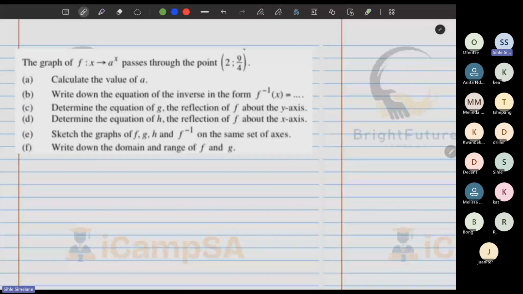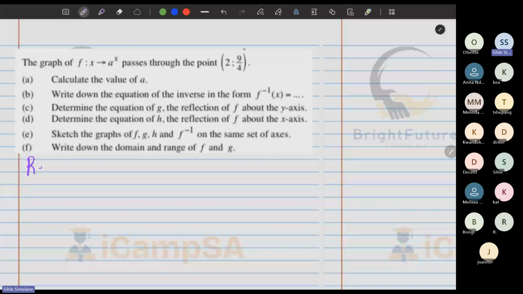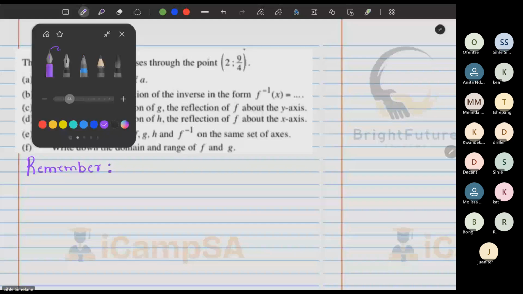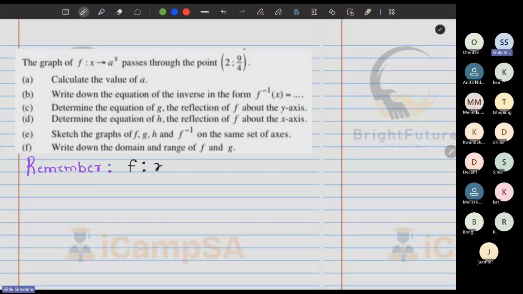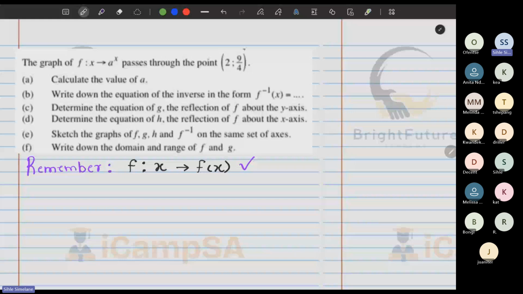So one thing I need to just quickly make notes for you is the following. I'll just say remember, because this is something that you need to remember in the future. So that notation there, which they used, all it was meant to mean is just f of x, okay? Nothing deep. So that was not supposed to confuse you. So what are they saying? They are saying that f of x equals a to the power of x. And they say that it passes through that point, which is 2 and 9/4.